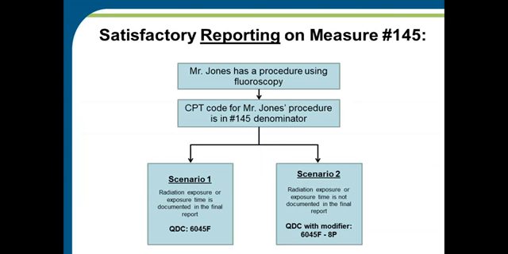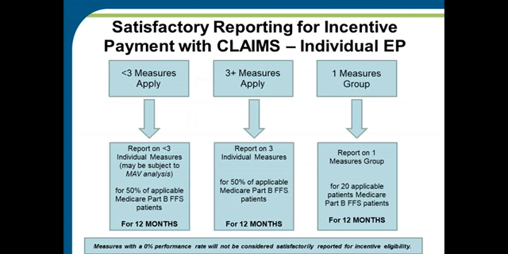So let's walk through satisfactory reporting on measure 145. Let's say Mr. Jones comes in and has a procedure using fluoro. The CPT code for that procedure is in the denominator of measure 145. You can either report quality data code 6045F, saying that you documented exposure or exposure time, or that you did not document exposure time with the 8P modifier, and still be considered satisfactory reporting. So that was satisfactory reporting for that measure.